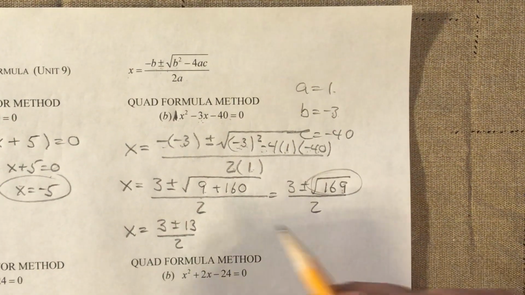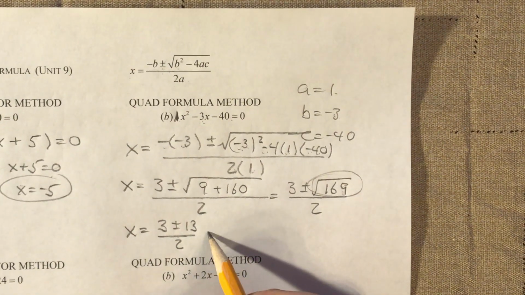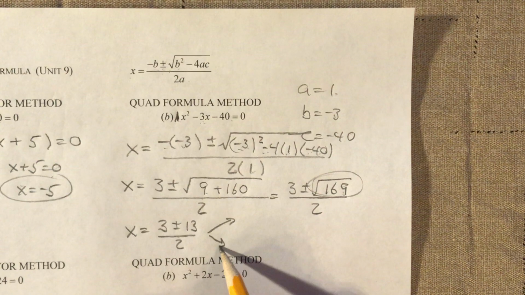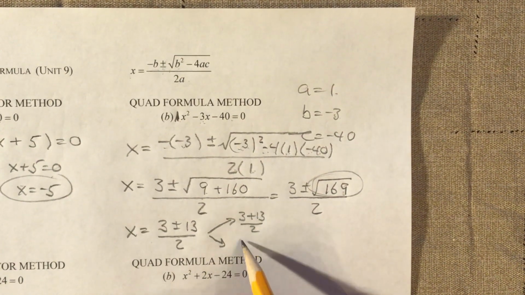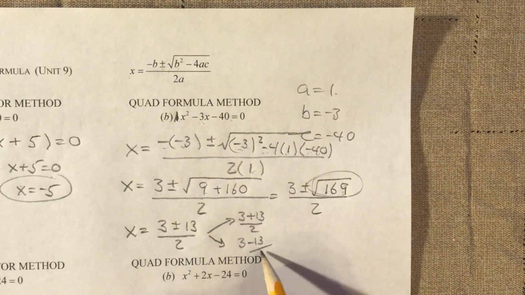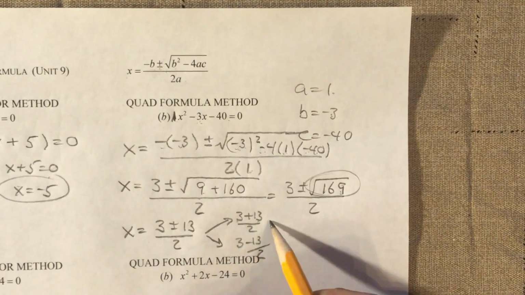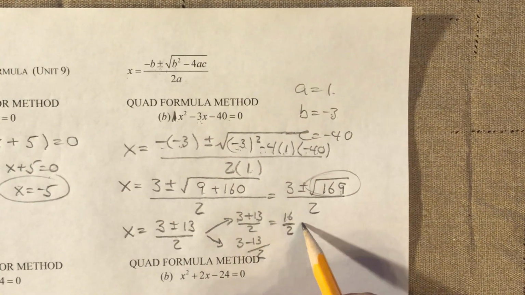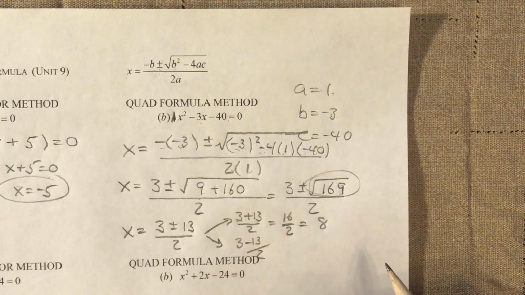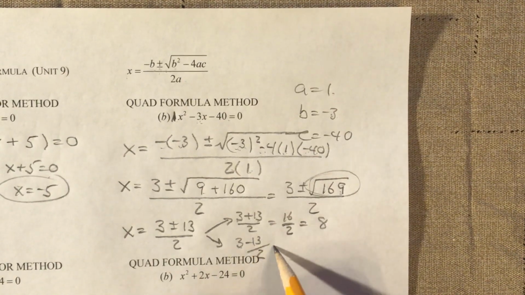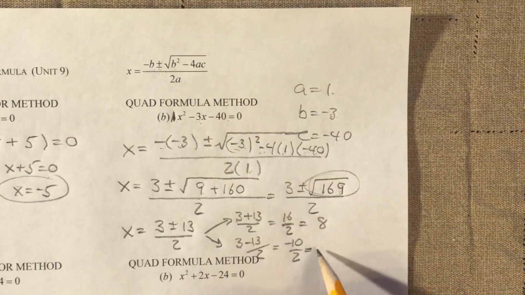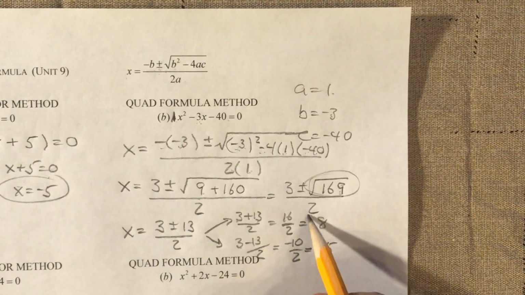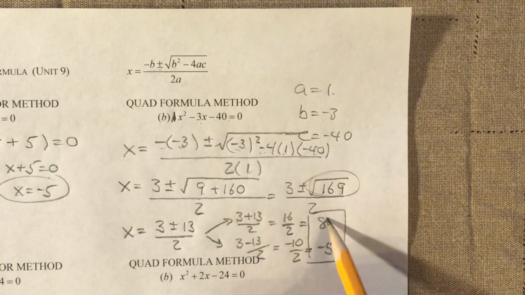Now, I guess some students stop here. They don't know what to do. Well, look, remember, there's two answers. What is 3 plus 13 divided by 2? And what is 3 minus 13 divided by 2? Well, 3 plus 13 is 16. What is 16 halves? 8. What's 3 take away 13? Negative 10. Divide that by 2. What do you get? Negative 5. So here's my two answers, 8 and negative 5.